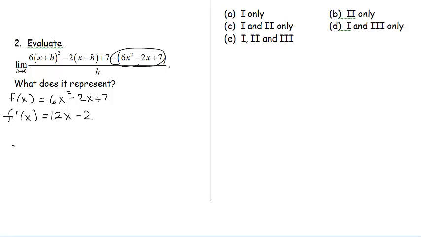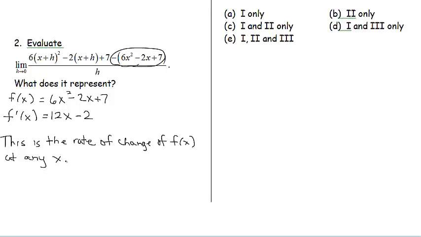All right, and then what does this represent? We could put this as the derivative, or you could say this is the rate of change of f of x at any x. I can find the slope of the function at any x. All right, problem 3.